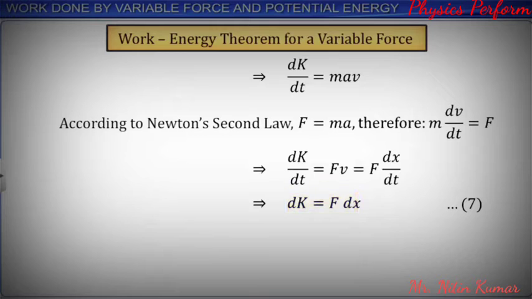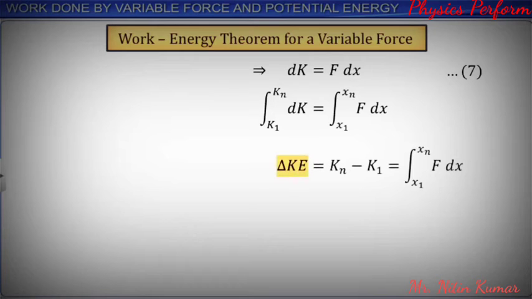Integrating expression 7 in the limits from x1 to xn for the displacement and for K1 to Kn for the corresponding kinetic energy, we get the integral of dK within the limits K1 to Kn equal to the integral of F dx within the limits x1 to xn. The left side of the equation indicates the change in kinetic energy, and the right side of the equation indicates the work done on the body by the variable force.